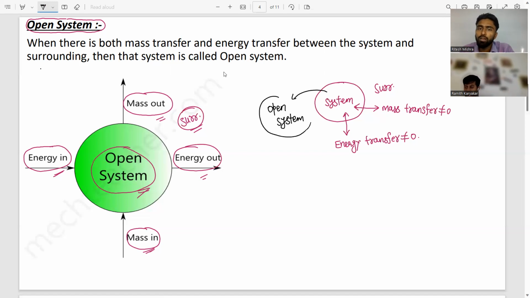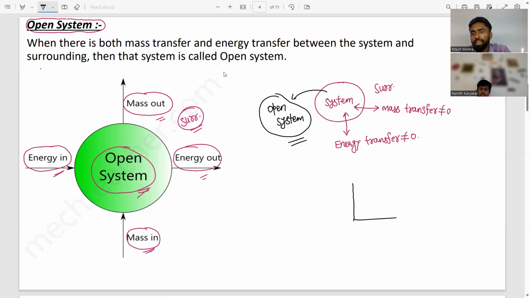Okay. Now let's move to the example. In the previous case, in the closed system, I had taken a cup of tea. See the figure, my dear. In the cup of tea, this is tea. In the previous case, we put a plate over the cup.